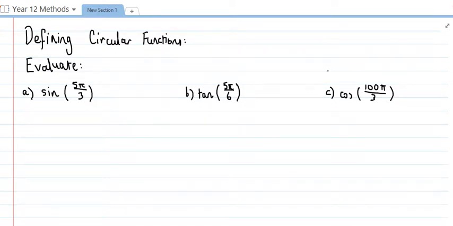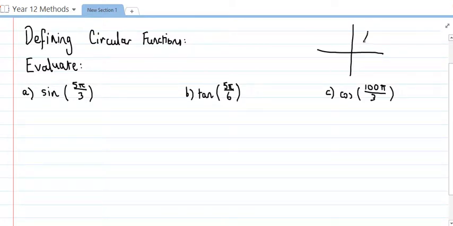Hi everyone. So now what I'm going to do is use the symmetry of the circle to help with solving some more complex problems. You might remember in the past you would have seen something like this. So talking about the four quadrants of the circle, quadrant 1, quadrant 2, quadrant 3 and quadrant 4.